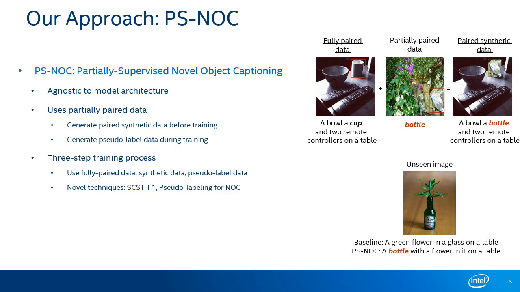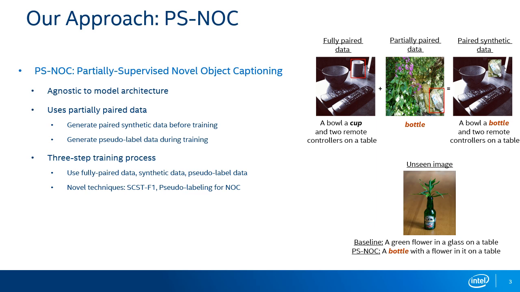We call our approach PSNOC, which stands for Partially Supervised Novel Object Captioning. PSNOC is agnostic to model architecture. We use partially paired data in two ways. One, we generate paired synthetic data before training. Here is an example where we generate synthetic paired data for novel object bottle. Two, we generate pseudo-label data during training.